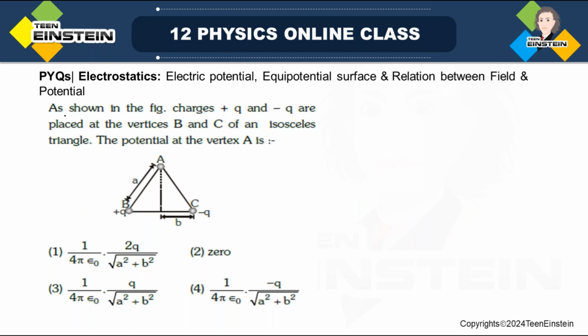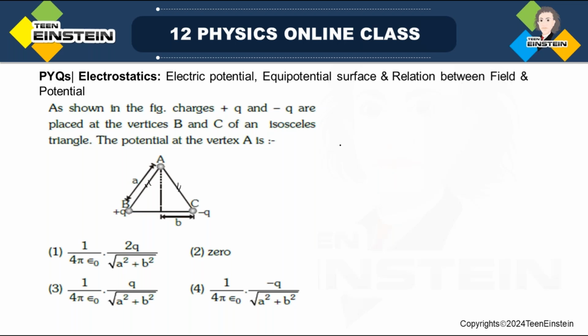So the first question says, as shown in the figure, charges plus Q, minus Q, and minus Q are placed at vertices B and C of an isosceles triangle. The potential at vertex A is... See, this is the isosceles triangle. That means this and this two have the same length A.